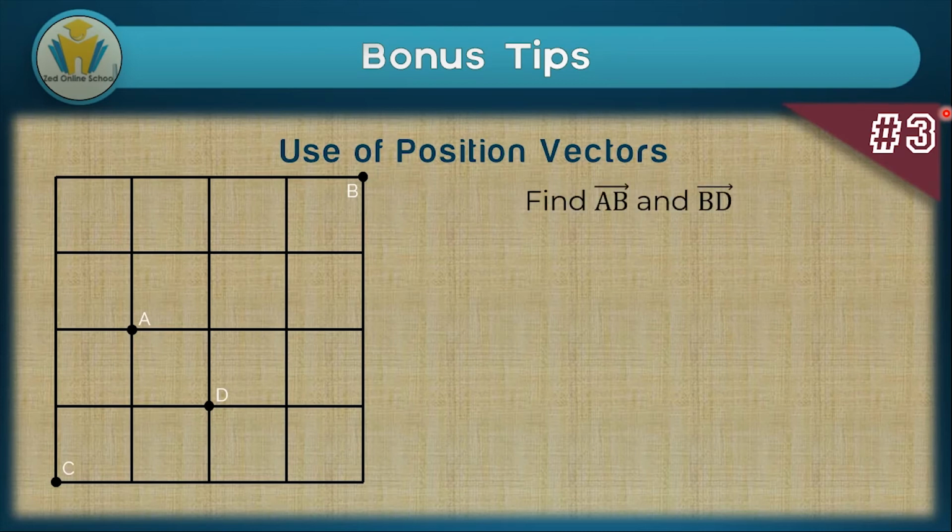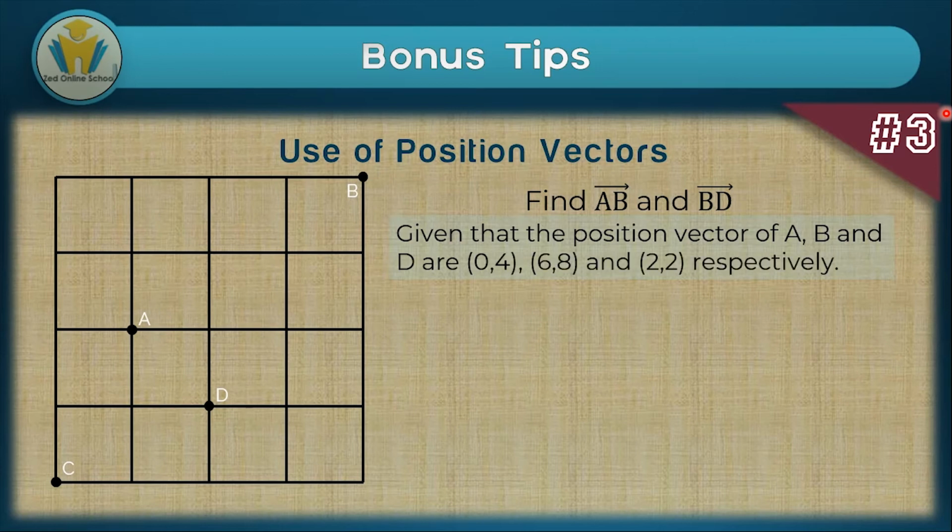Let's say we're asked to find AB and BD. If we're given that the position vector of A, B, and D are (0, 4), (6, 8), and (2, 2) respectively, we can find AB and BD without using any diagram. However, in this particular question, I'm going to try to illustrate what we'll be doing here on this diagram. This word respectively simply means as this information is mentioned, is the way it's distributed to these letters, meaning (0, 4) is for A, (6, 8) is for B, and (2, 2) is for D. Knowing that becomes very handy.